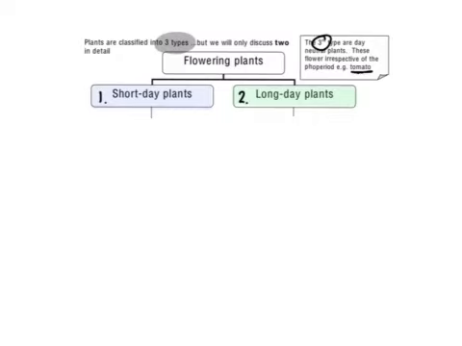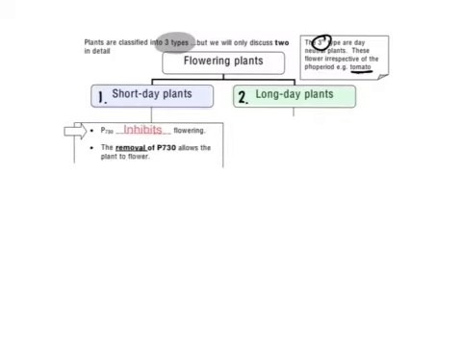So let's start with short days. Now try and stick with me. This is where it does get a bit more difficult. The key fact to remember: in short day plants, P730, the active form, which can either inhibit or stimulate, inhibits flowering. So it means they can only flower when we remove P730. If we allow P730 to build up, which it normally does during the day, that plant will not flower.